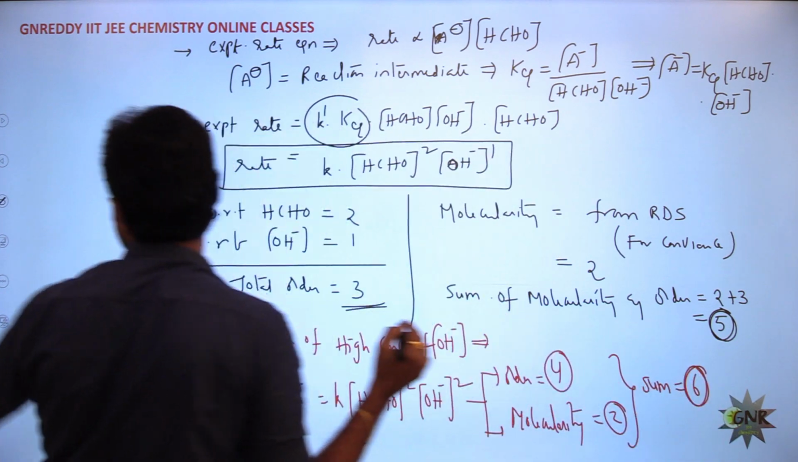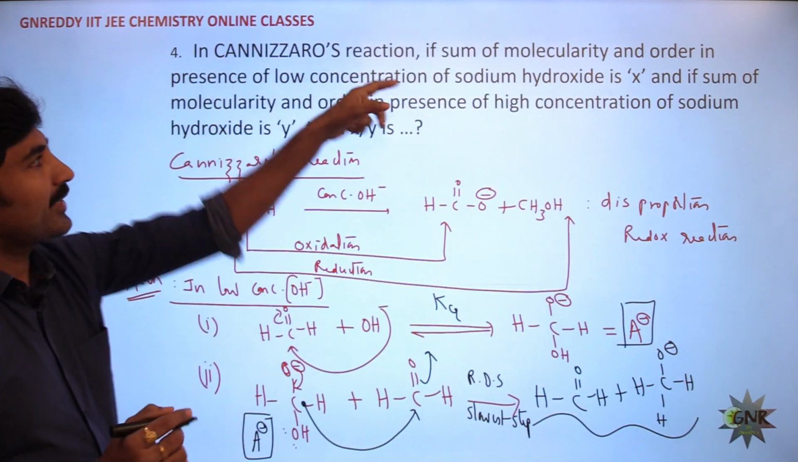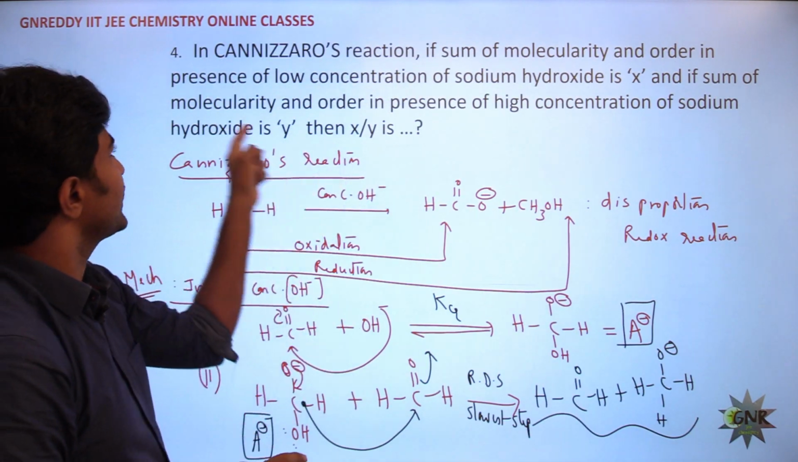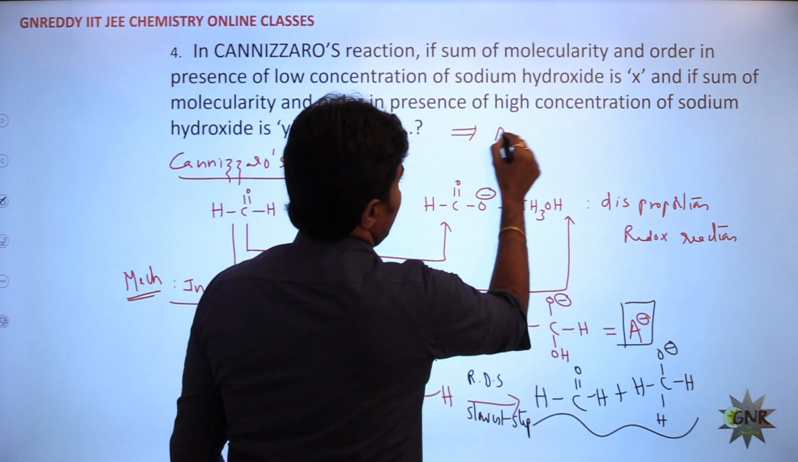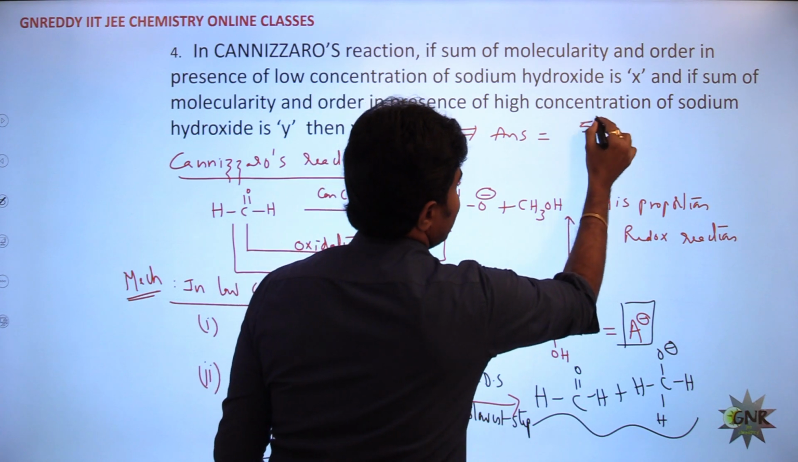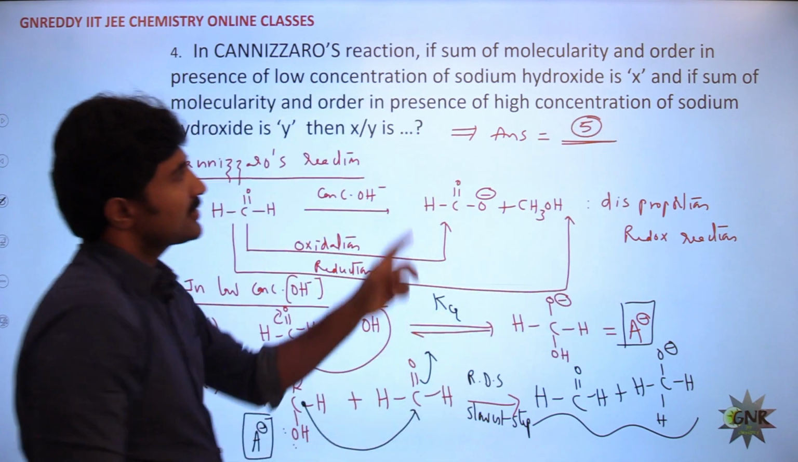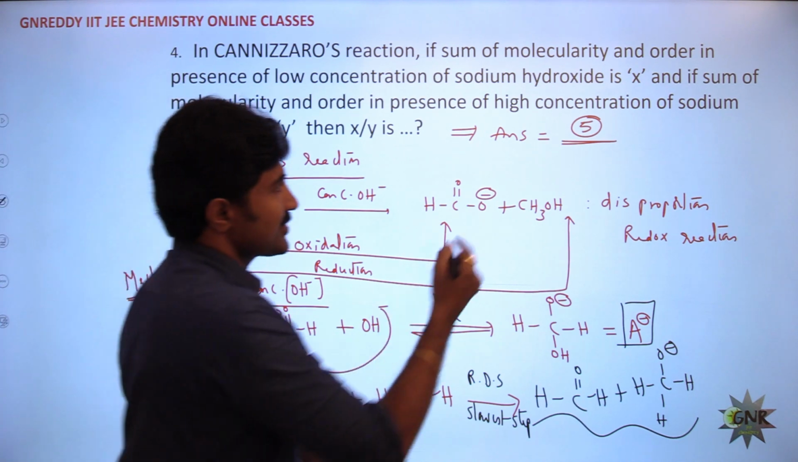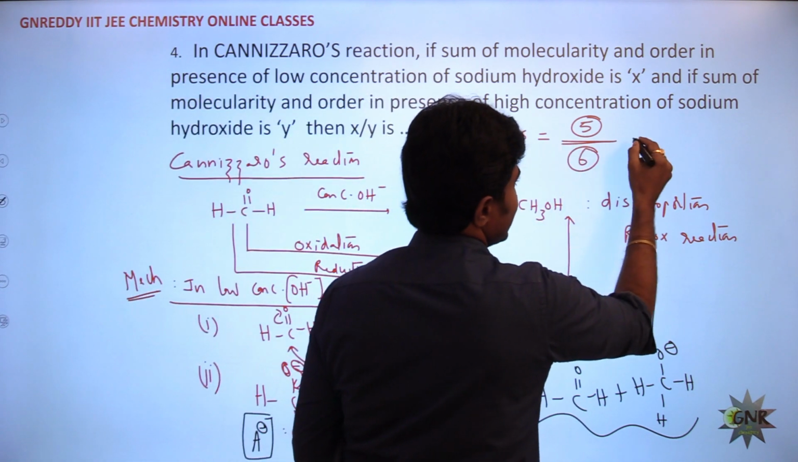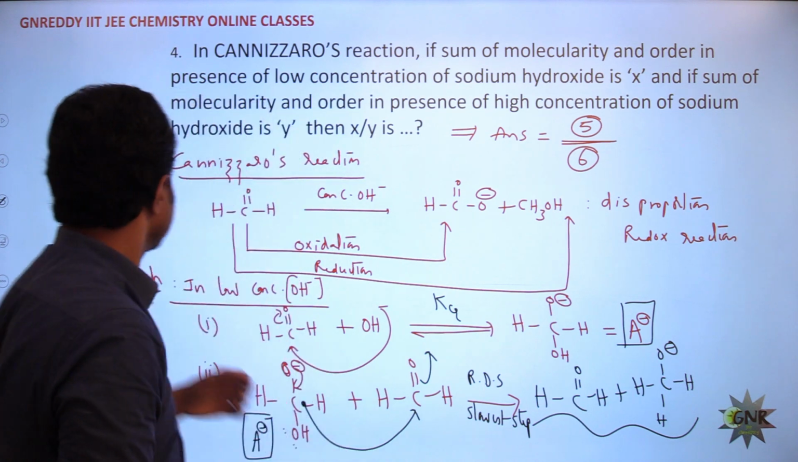So what is our question here? If you take the question, in the Cannizzaro reaction, the sum of the molecularity and order in presence of low concentration is what? This is 5, and the sum of the molecularity and order in presence of high concentration of sodium hydroxide is 6. So like this you can take it. This is your answer, right?